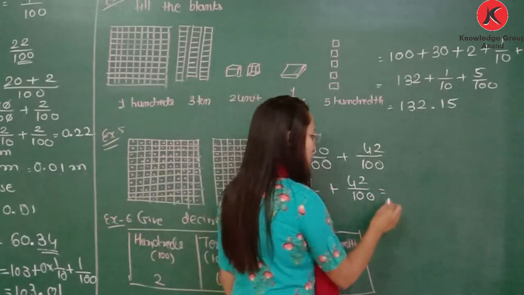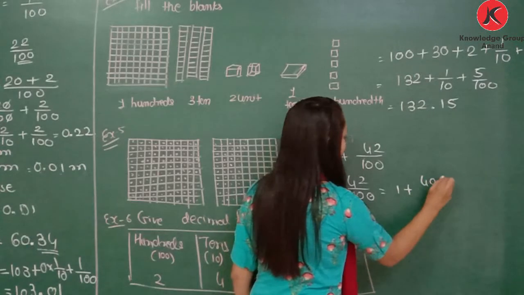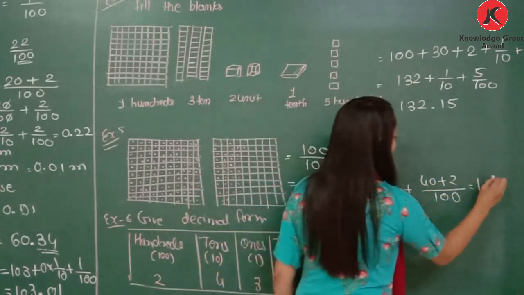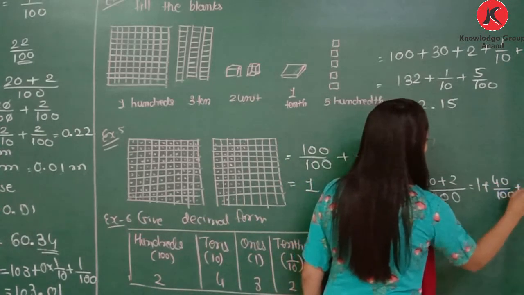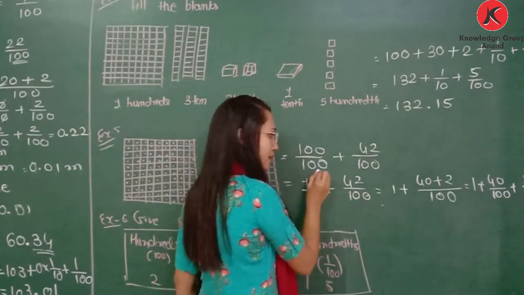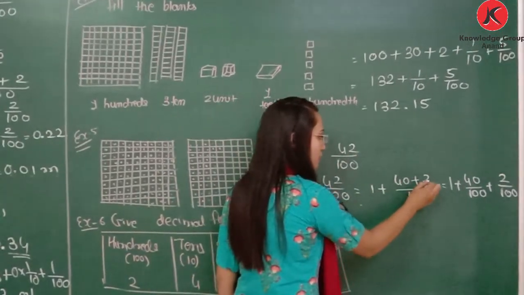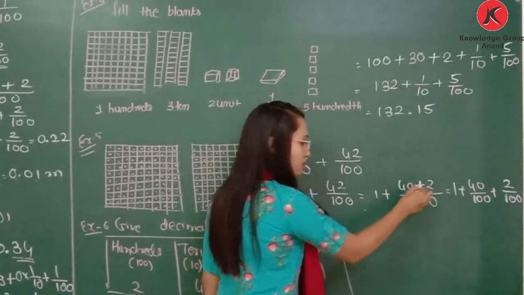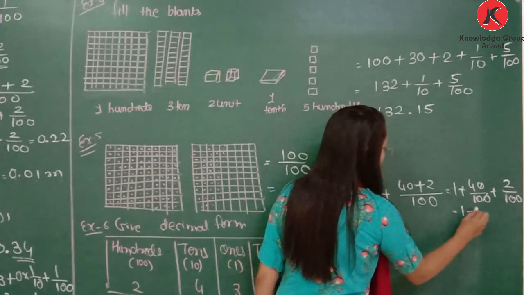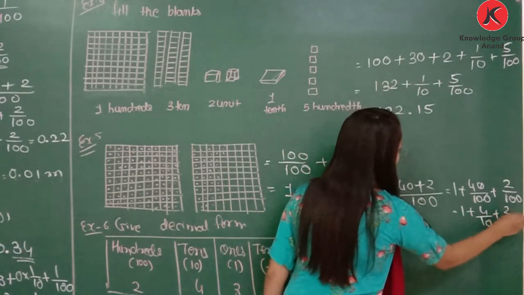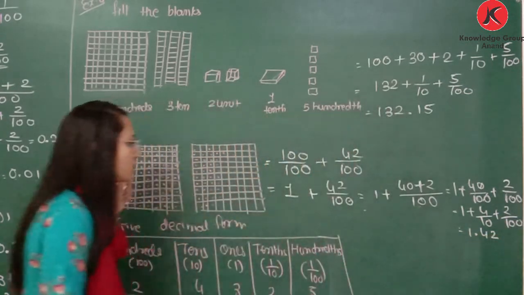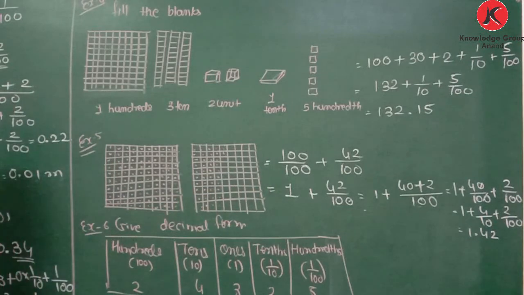Now 100 by 100 is 1 plus 42 by 100. So 42 you can split it like 40 plus 2 divided by 100. So this is what? 1 plus 40 by 100 plus 2 by 100. Now split it from the addition. So it is 40 by 100, 2 by 100. So 0, 0 cancel. So it is 1 plus 4 by 10 plus 2 by 100. So it is 1.42. So this figure represents 1.42 as a decimal.